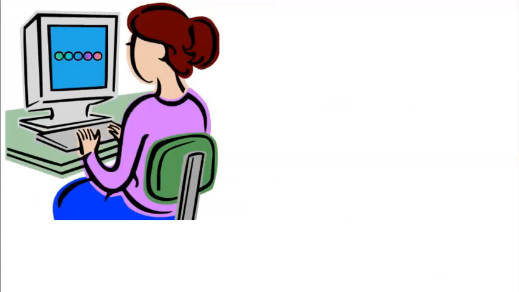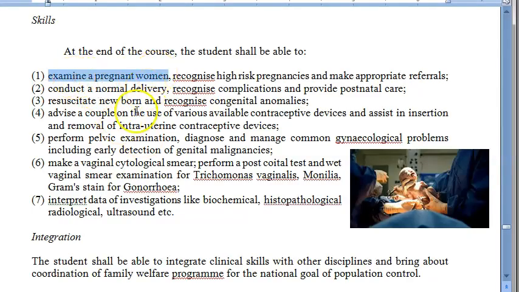Now let us move to the skills that they expect you to know. You should be able to examine a pregnant woman, recognize if it is a high risk pregnancy, and make these referrals. You should be able to conduct normal delivery, recognize the complications, provide postnatal care. You should be able to resuscitate a newborn, and recognize congenital anomalies.